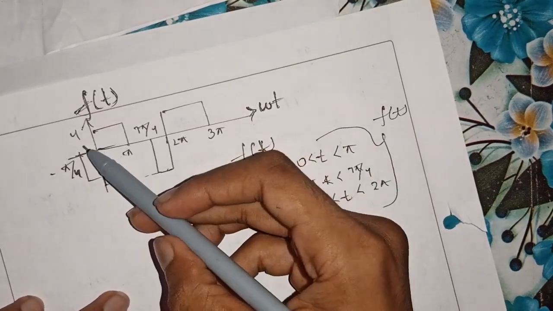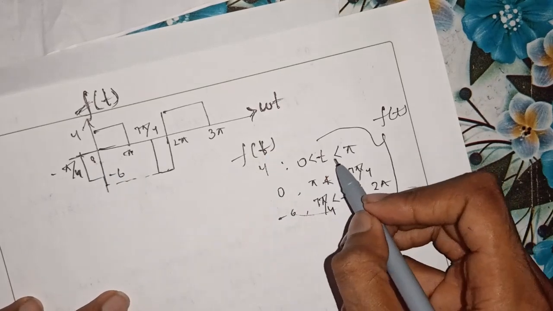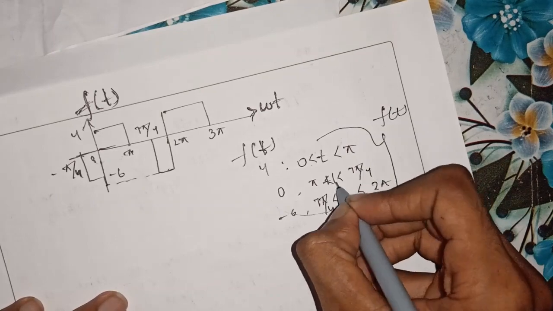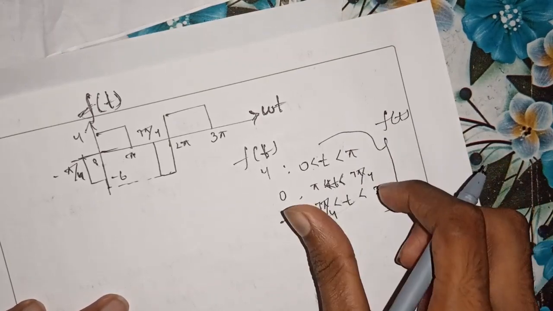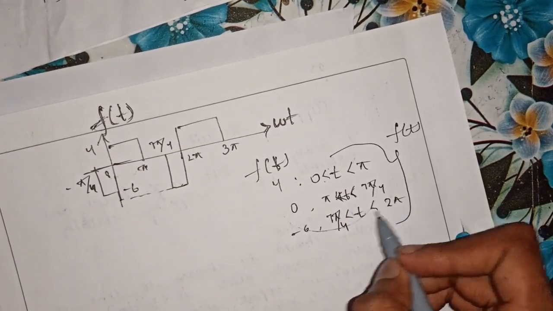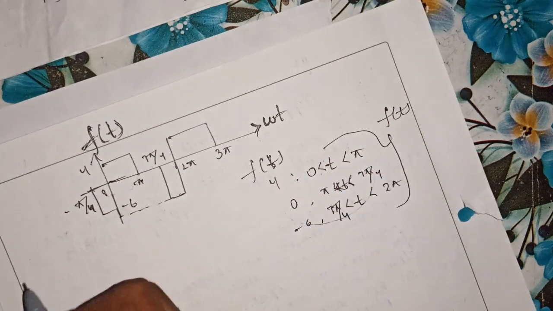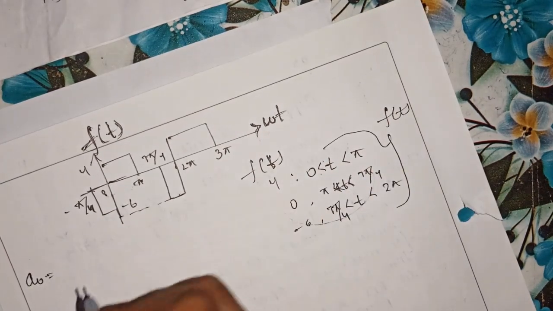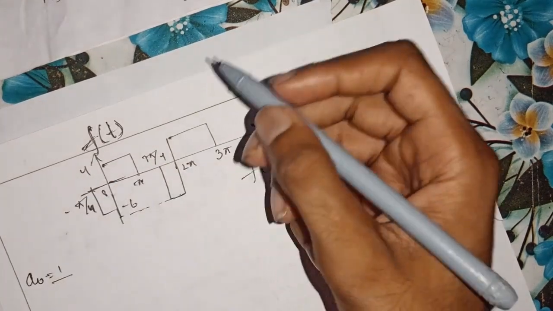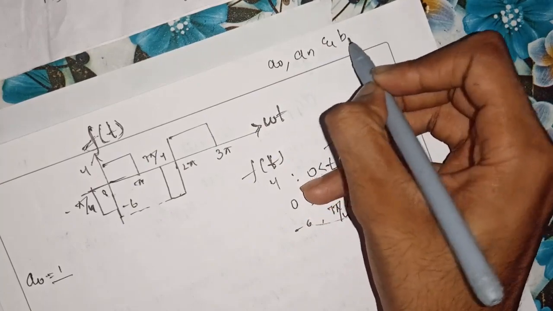That is, we have plus 4 for the interval t between 0 and pi, and 0 for the interval t between pi and 7 pi by 4, and minus 6 for the interval between 7 pi by 4 and 2 pi. So now you just have to apply your basics of Fourier series. You have to calculate the values of a naught, an, and bn.